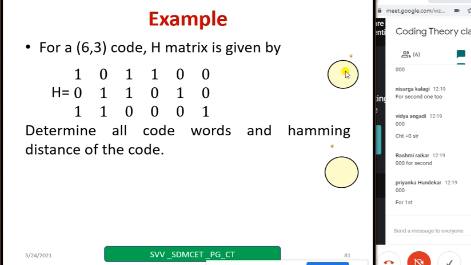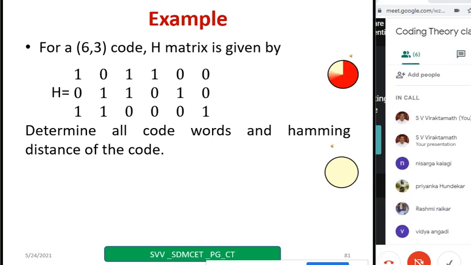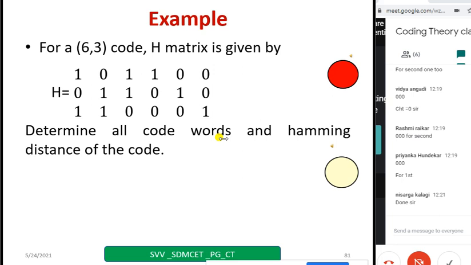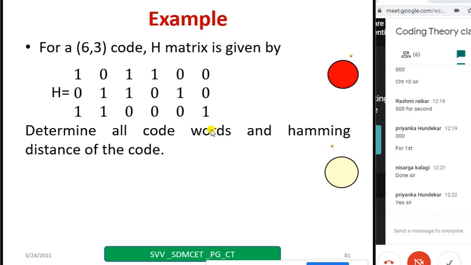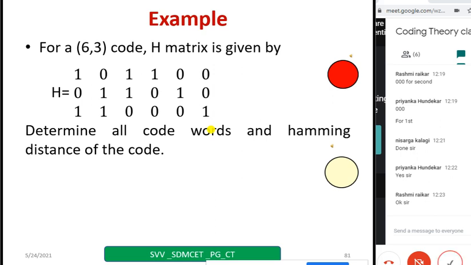Take 1 or 2 minutes. First copy down this, then you can go for code words, then we will talk about the Hamming distance of the code. Determine all code words and Hamming distance of the code. All of you know how to determine the code words. Hamming distance we will discuss. Take this as a homework, and you can type 1 or 2 if possible, otherwise take it as a homework, and next class you should be able to type, when I say any data word, you should be able to type a code word in the chat box.